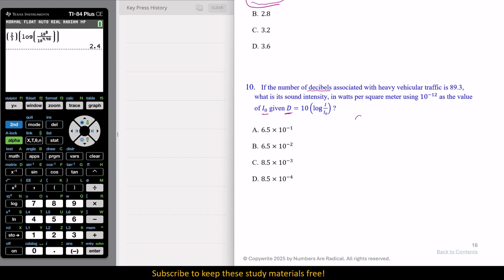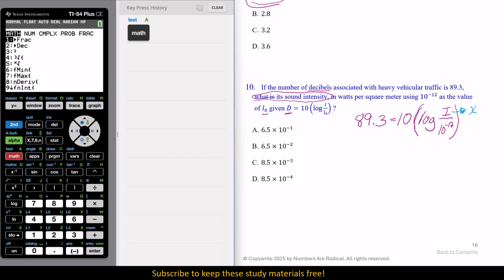What we have as a setup is we're given the 89.3 decibels and we know 10, and then we know that we're going to use log of I, intensity, because that's what it's asking. What is the sound intensity? Okay. And then I naught is given to us as 10 to the negative 12. Well, we can use our solver for this, if we understand that I is equal to X.